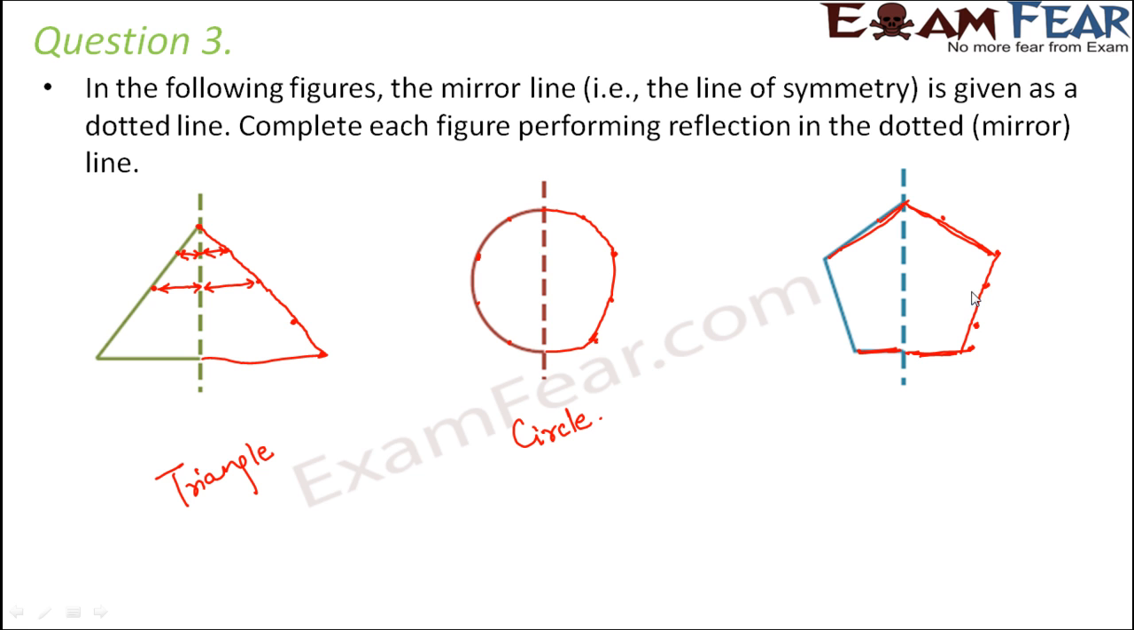So what is this image that you have found? 1, 2, 3, 4, 5. A polygon with 5 sides, that is nothing but a pentagon.